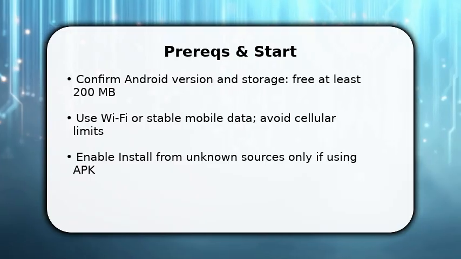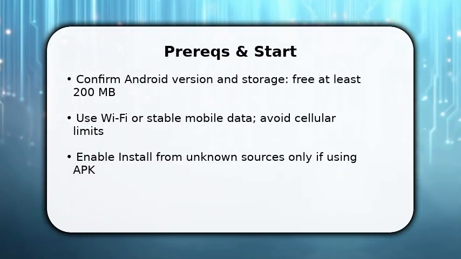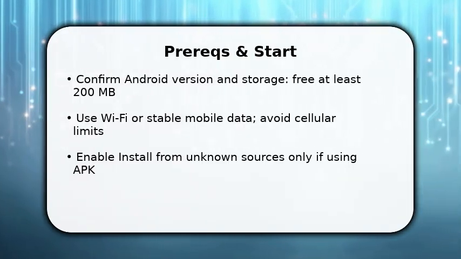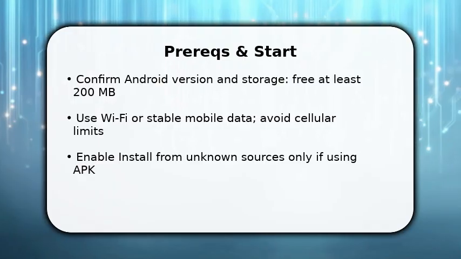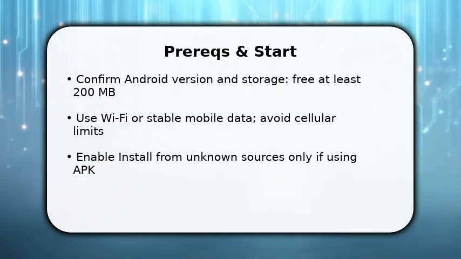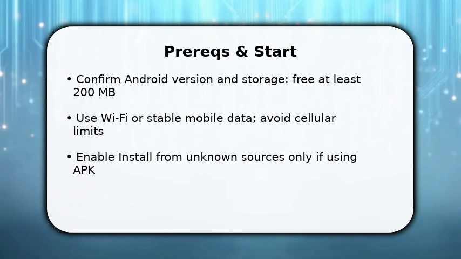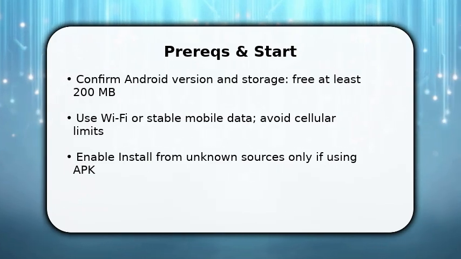Wrong time breaks certificates. If you plan to sideload an APK, enable install from unknown sources temporarily and only for a trusted app. This prevents permission errors later. Now proceed to refresh and clear cache for the Play Store.